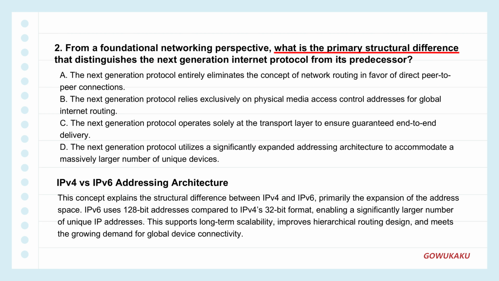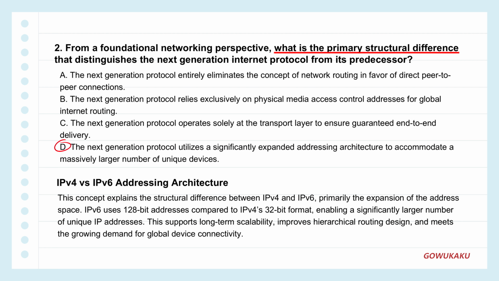Well, when I hear next generation in tech, it almost always implies a massive leap in speed, like gigabit fiber or something. But none of these options even mention making data move faster. Yeah, that's a classic trap. That's because the impending crisis wasn't about speed, it was about real estate. Real estate. Yeah, the correct answer is D.